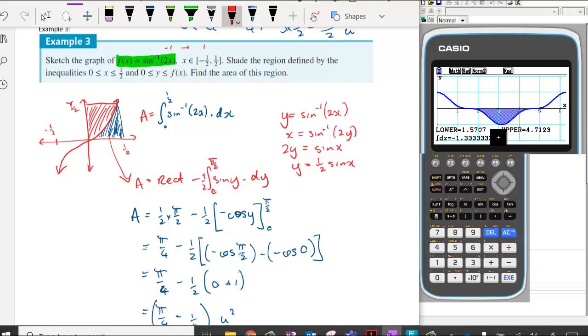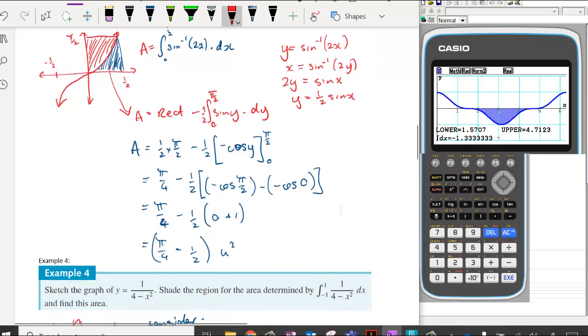We didn't have to go through a by parts process. So this idea of finding the area between the y-axis and the function and subtracting that from a rectangle can simplify particularly inverse trig functions.